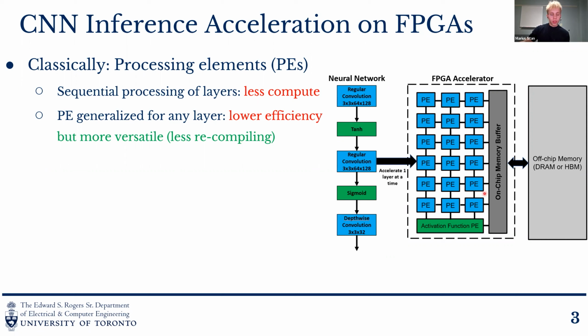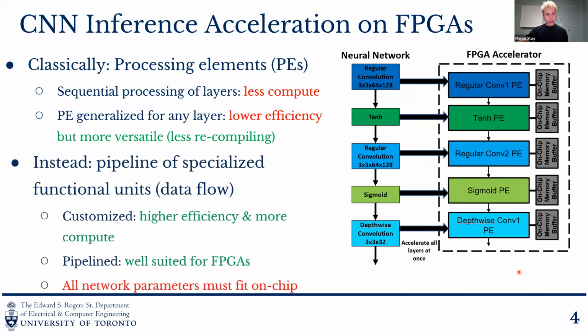But this is a lot more versatile, especially since it's a lot easier to use off-chip memory in this sort of accelerator, so we can support much larger networks than the alternative. The alternative being a pipeline of specialized functional units. So this is a data flow accelerator.